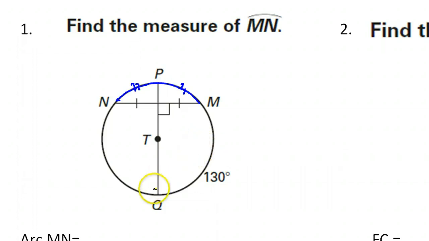So what we have here is a semicircle. So if this is 130 degrees, then this is going to be 50 degrees because they have to add up to 180. But if this is 50 degrees, then this will also be 50 degrees, and together they make 100 degrees. Alright, so that's the measure of arc MN.